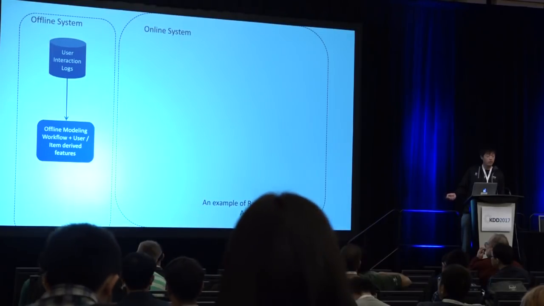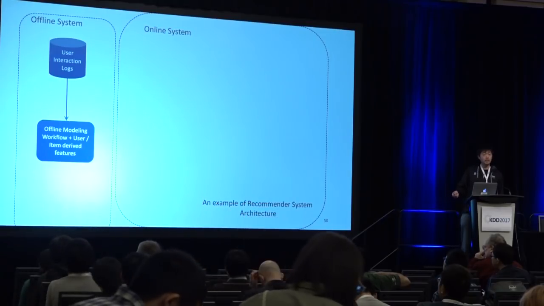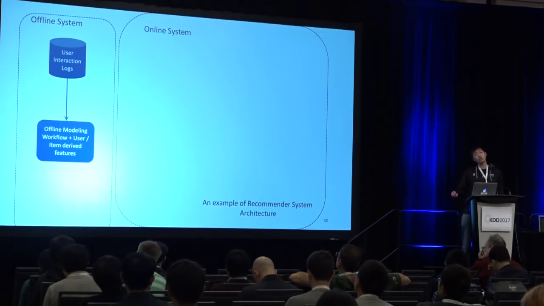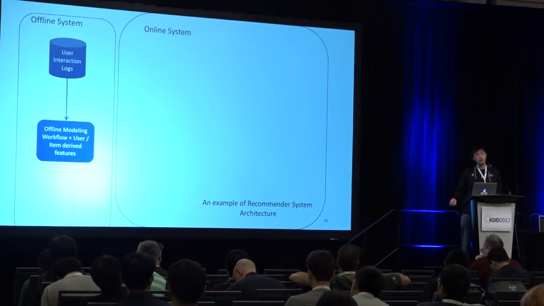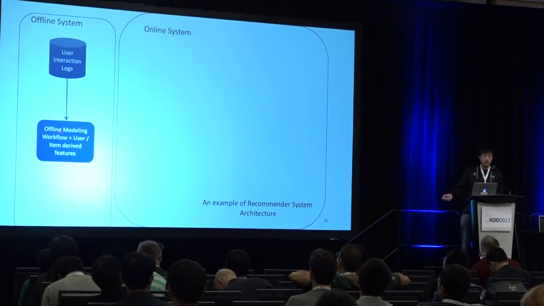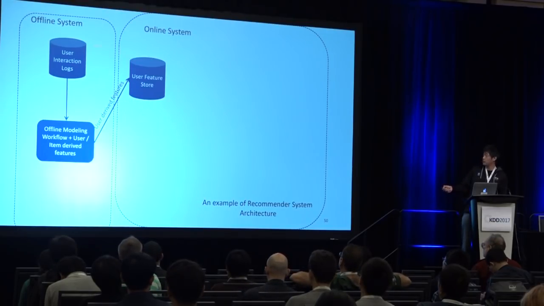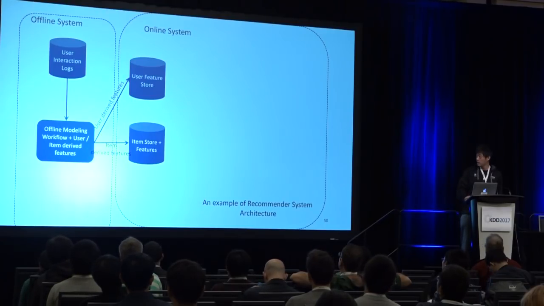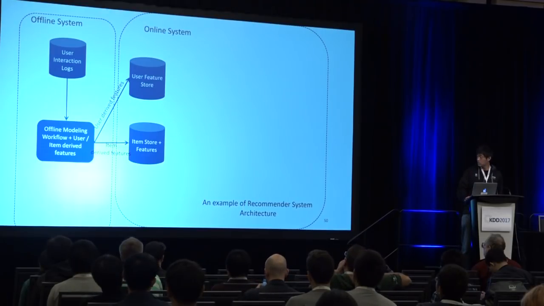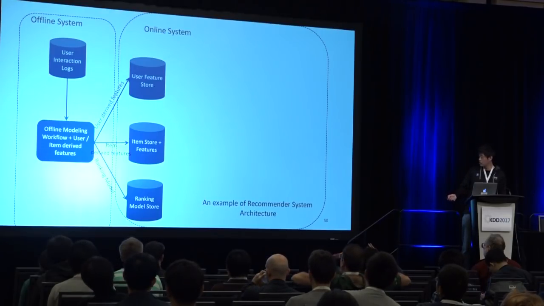What does derived feature mean? Derived feature can mean that, based on what you are telling me, and also your activities, I can infer more, right? So some of the deep learning stuff actually can happen here. And we usually have a user feature store that stores the raw features and derived features of users. And then we also have an item store that stores item features as well, right? And you also have a ranking model store that stores the model.